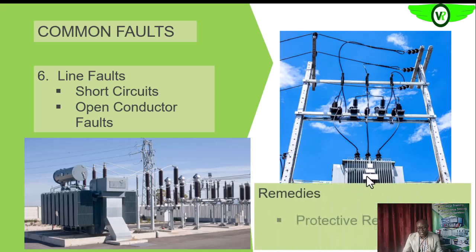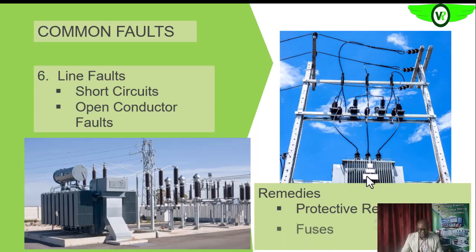So what are the remedies? We want to put protective relays, line protection on the transformer, so that if there are line faults, short circuit faults, it will see them and then open up the breaker feeding the transformer.